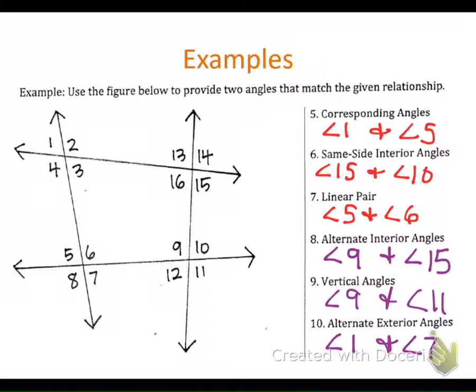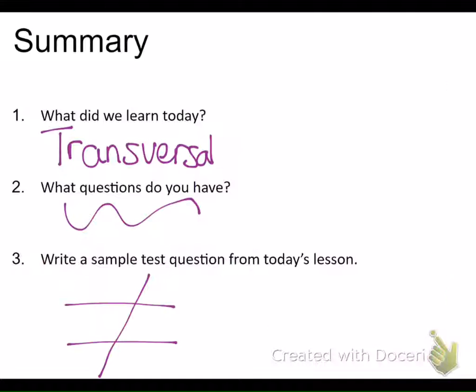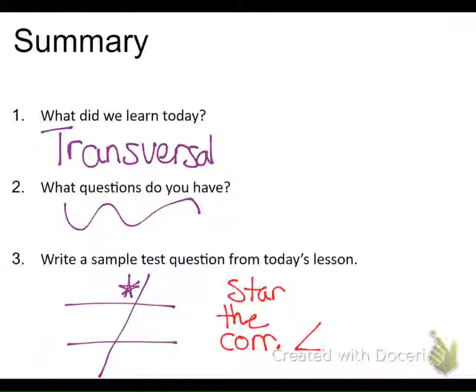So, what would go with 11? It would be 13, or you could have said 11 and 5. So we could put a star here. The corresponding angle would be right here.